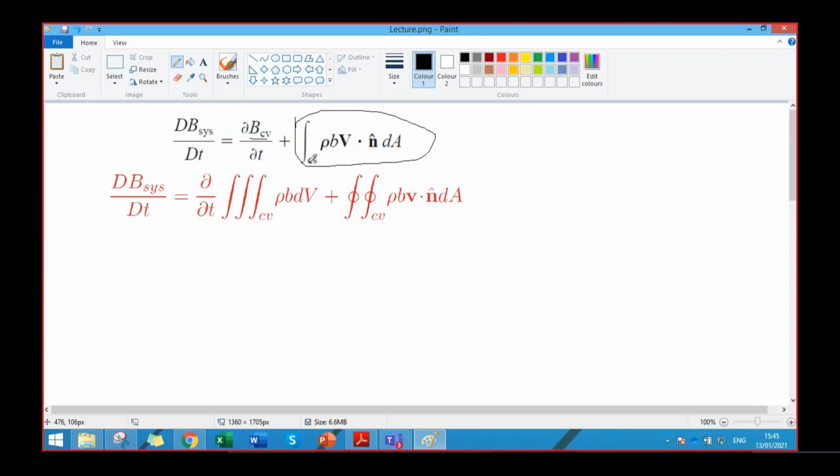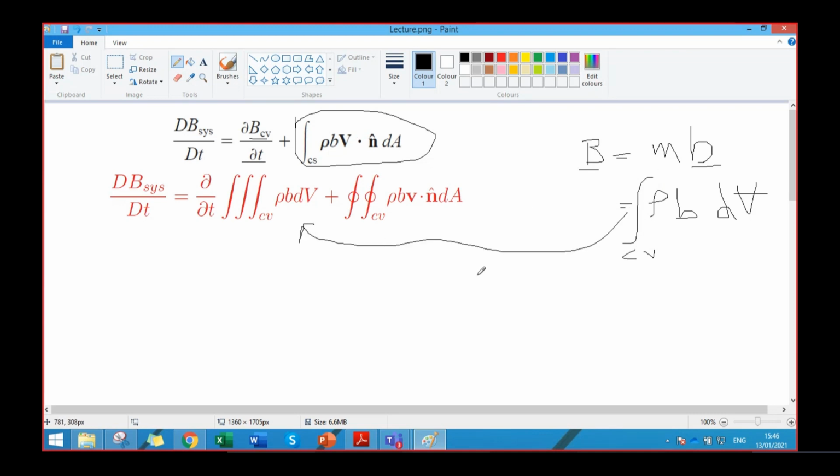If I expand these two terms, that is partial B by partial t, we know that B is basically mass times small b. Capital B is the extensive property and small b is the intensive property. And we know that mass is density times volume, so rho b dV, and this integral is over the whole control volume. So we have done this replacement here. And we know that the total net flow, we discussed yesterday how it is written in this form.